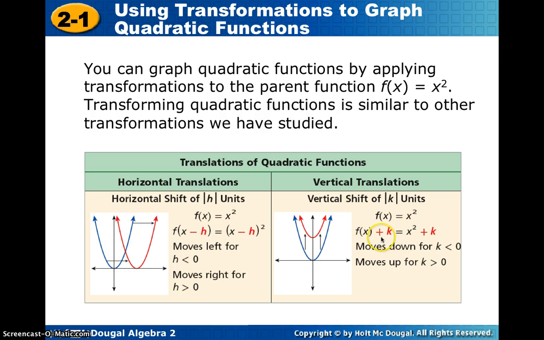Okay, and then we have the k value. The k is added outside of the parentheses, not inside to the x, but outside. And you can see that when you add a plus k, it's moving the graph up, and if we were to have a minus k, it would move it down.